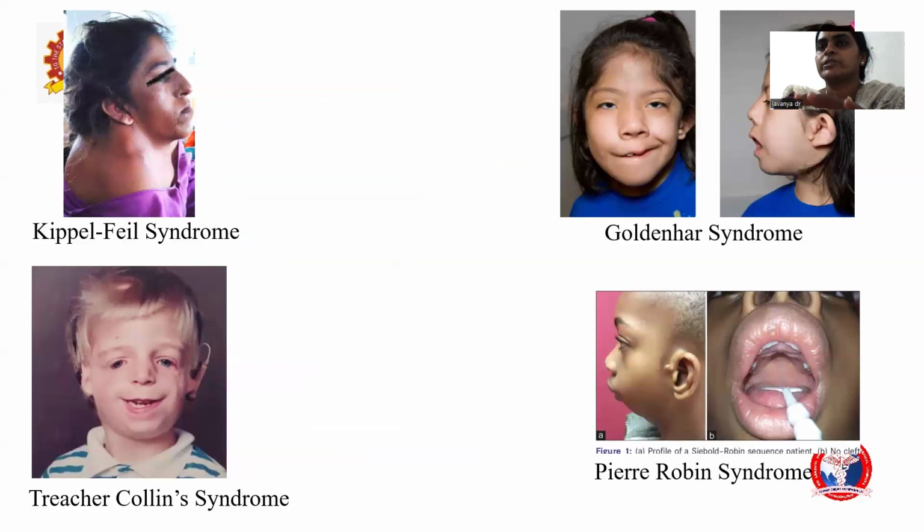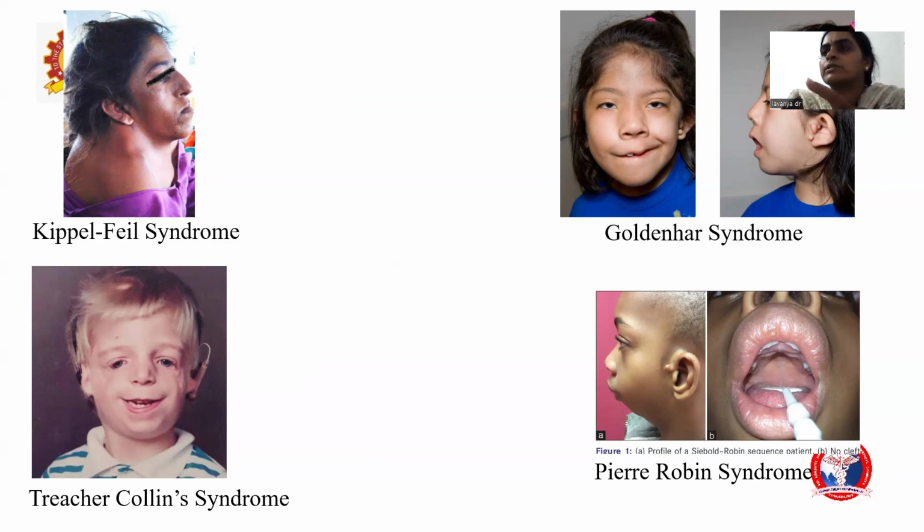So these are some of the pictures where we can predict the airway is very difficult for endotracheal intubation. The first picture is showing Klippel-Feil syndrome, where there is a fusion of all the cervical vertebrae, leading to restricted neck mobility. So it is a very difficult airway to get.